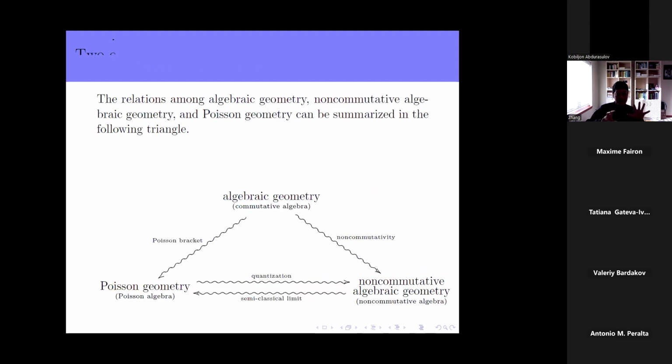There's a strong connection between Poisson algebra or Poisson geometry and non-commutative algebra and non-commutative geometry, all coming from commutative algebra and geometry. Given a Poisson algebra, we can take the deformation quantization, then we get a non-commutative algebra. If we start with a non-commutative algebra, in certain good cases, if we take a semi-classical limit, then we get a Poisson algebra. So we have this triangle connecting these 3 subjects.